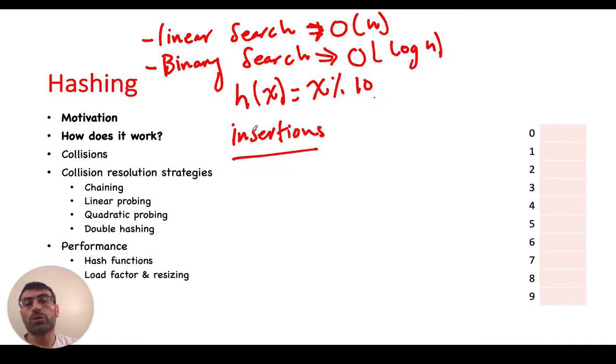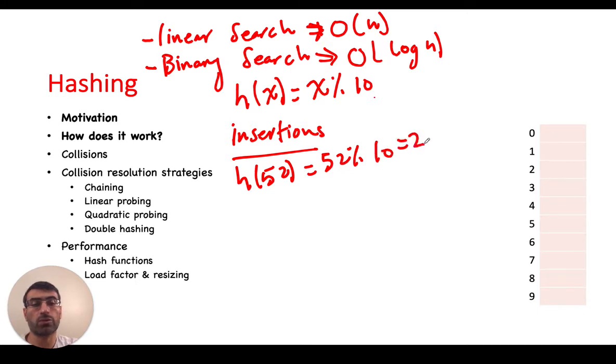What we need to do is just compute this hash function. So let's say we want to insert 52. We compute h of 52. That is 52 mod 10, the remainder of division of 52 by 10, that is just 2. And then we go to bucket number 2 and insert our data item right there.